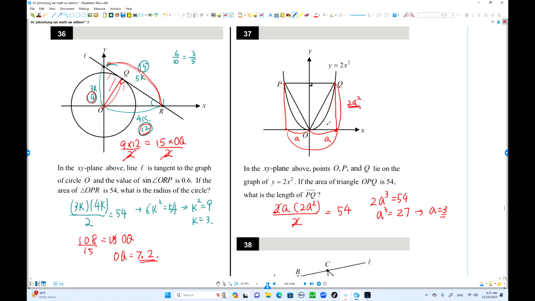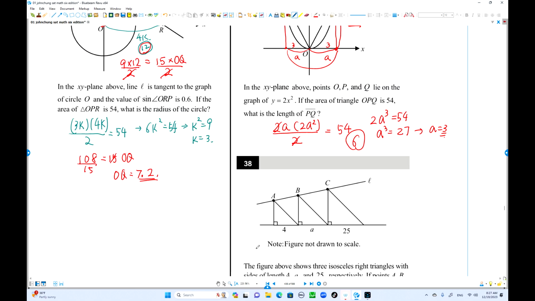This is 3. The other is 3. This is 3, this is also 3, right? Because this is horizontal, right? So the distance between P and Q is what? 3 plus 3 is 6, that is the answer, okay?